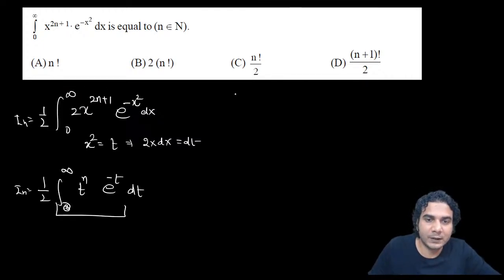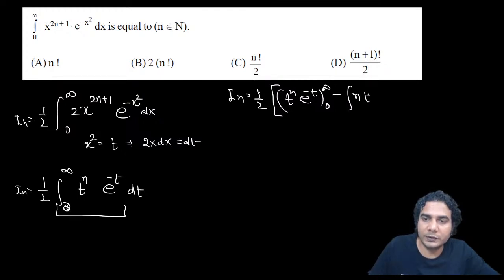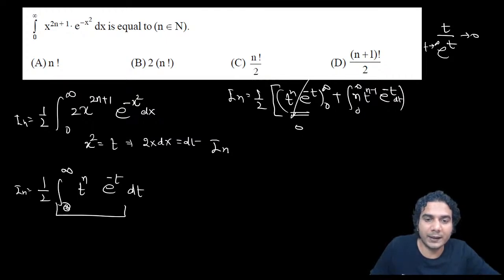So apply integration by parts in this. I(n) is equal to 1 by 2 of, if you apply integration by parts, t raised to n as it is into e raised to minus t from 0 to infinity, minus the integral of n times t raised to n minus 1 into e raised to minus t from 0 to infinity dt. This first term will come out to be 0 because, as I told you, t upon e raised to t when t is approaching infinity is 0, and if you put 0, it will be 0. So this limit will turn out to be 0, and I(n) is equal to 1 by 2 of n times I(n-1).